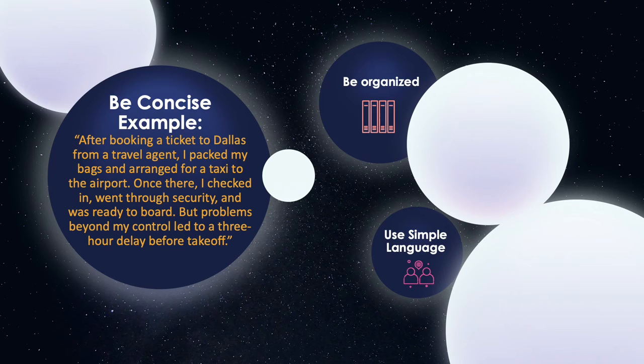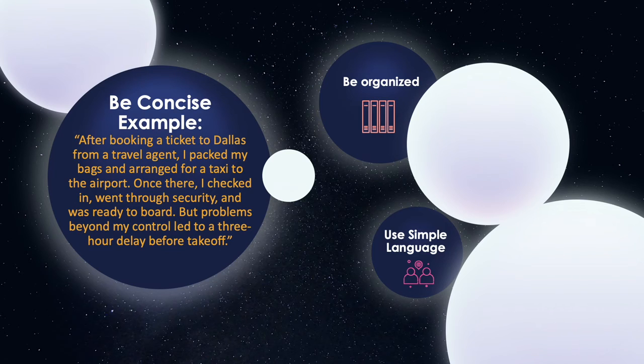The second tip is to be concise and get to the point. Time is money, so you want to convey as much information in as few words as possible in order to keep the attention of your reader. So here's an example from Purdue University illustrating the importance of being concise. After booking a ticket to Dallas from a travel agent, I packed my bags and arranged for a taxi to the airport. Once there, I checked in, went through security, and was ready to board. But problems beyond my control led to a 3-hour delay before takeoff.